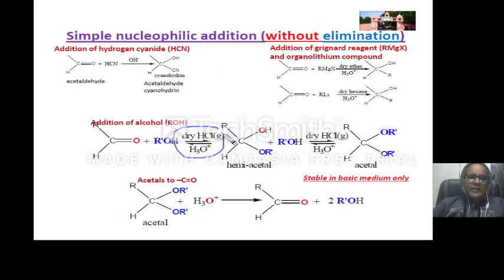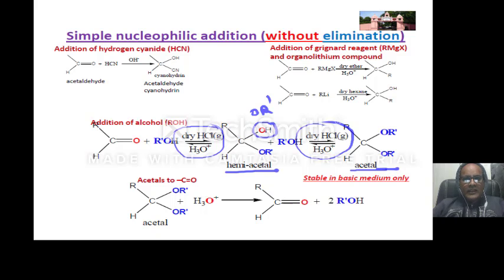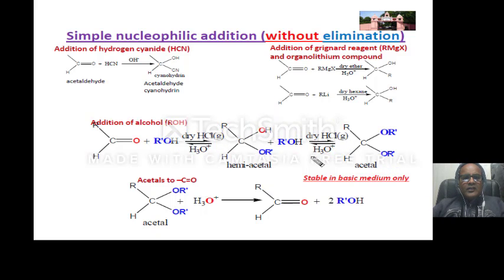Now mind you, this is an equilibrium, this is a reversible reaction, right? So here you have a hemiacetal because you had one OH, but if this OH also gets converted to OR dash, then you start calling it an acetal. And again I remind you that this is a reversible reaction. This system is stable in basic mediums only, right? In basic mediums only, right?